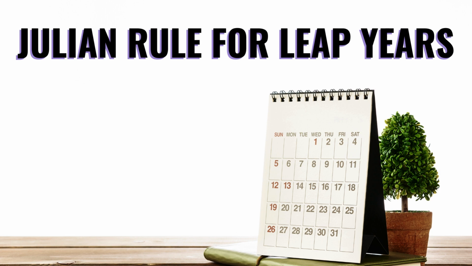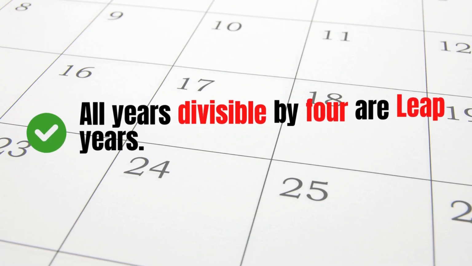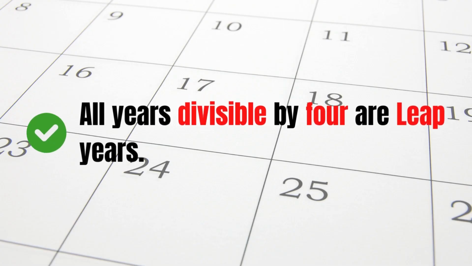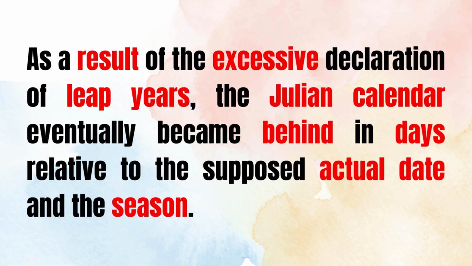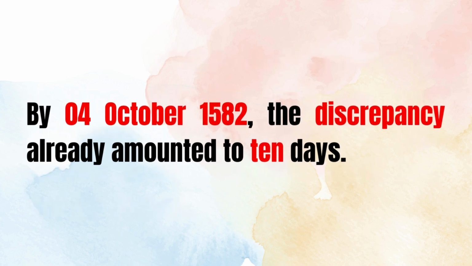Julian rule for leap years. All years divisible by 4 are leap years. As a result of the excessive declaration of leap years, the Julian calendar eventually became behind in days relative to the supposed actual date and the season. By October 4th, 1582, the discrepancy already amounted to 10 days.